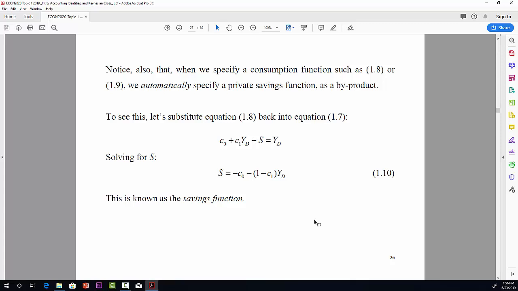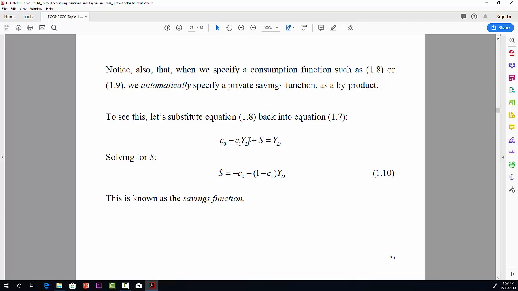Now, whenever we specify a consumption function, it means that we automatically specify a savings function as a byproduct. So remember that consumption plus savings equals disposable income. Therefore, once you have specified consumption, then given disposable income, you're also specifying savings. That's whatever you didn't consume. So let's go back. Remember that we had consumption plus savings sums up to disposable income. That was equation 1.7.